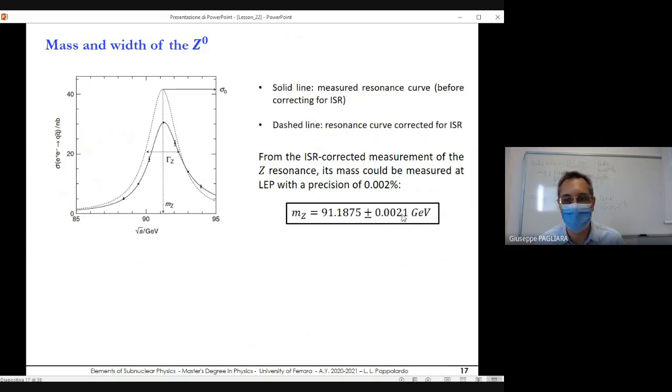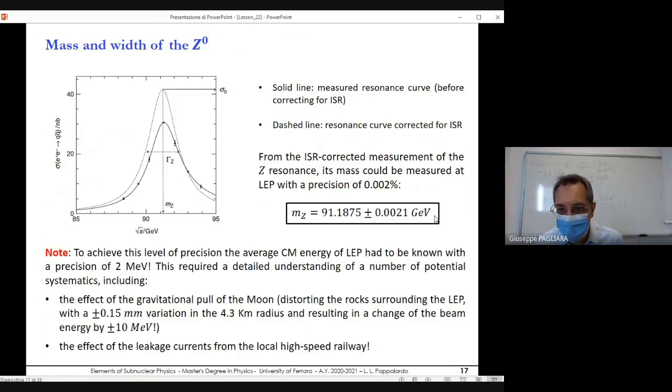So look where the uncertainty is. The precision is indeed at the level of 0.002%. And it was possible because they were allowed to accumulate a lot of statistics, because the machine was tuned indeed for the creation of Z. So how can people reach such a level of precision? A level of 0.002%. Well, they had to take into account any possible systematic effect, including the gravitational pull from the moon, the tides.